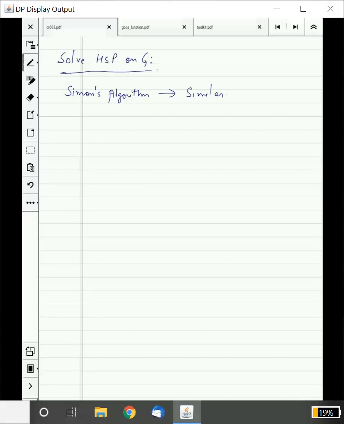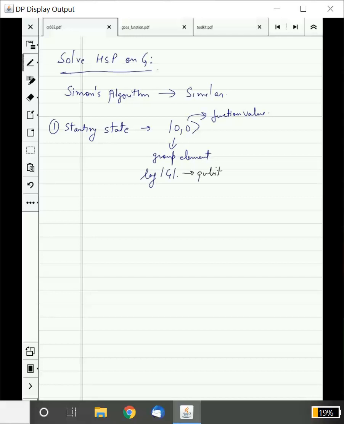Let's see. The first step is to build the starting state. That is going to be 0, 0. The first one is the group element, and the second one is to contain the function value. I don't know how many function values there are, but definitely for the group element I should have at least this many qubits. I only need the second register to be big enough to hold all possible function values, and that will be given in the description of the oracle. The output of the oracle will go in the second register.